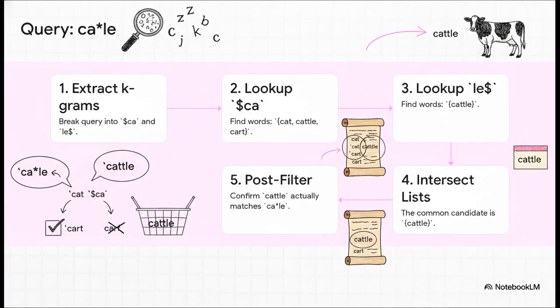So how does this help us with a search like cat*tle? Simple. We break the query itself into its own K-grams, $ca and tle. We go to the index and ask, hey, what words contain $ca? And we get back a list of candidates like cat, cattle, and cart. Then we ask, okay, what words contain tle? And get another list, which includes cattle. And here's the key step. We find the intersection, the words that appear on both lists. In this case, that's just cattle. We do a quick final check to confirm it actually matches the pattern, and boom, we're done.